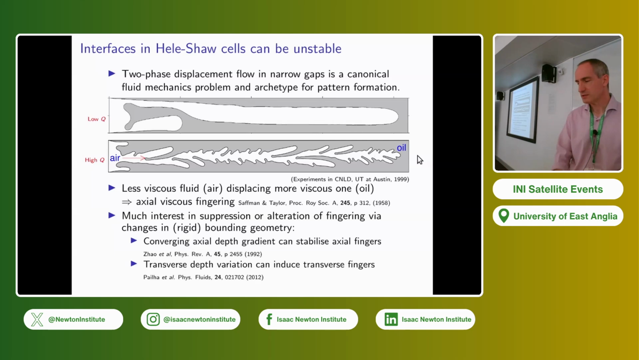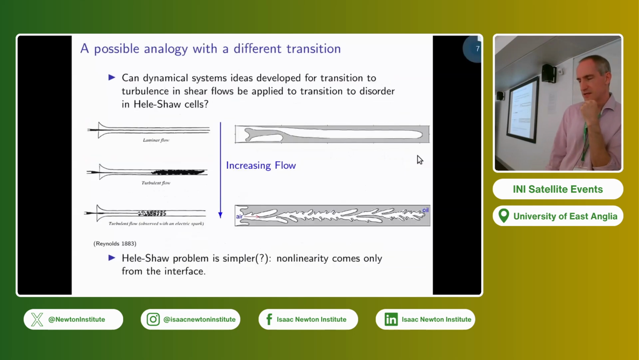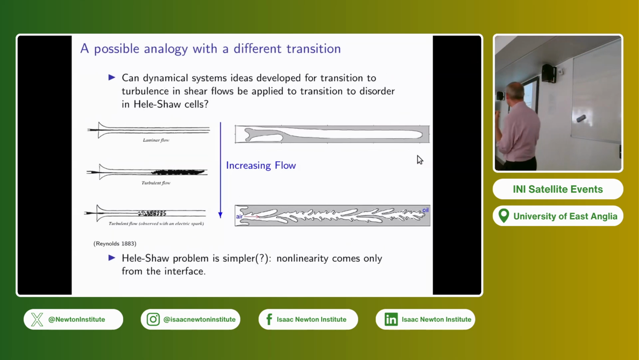If you go faster, then you get quite disordered looking propagation like this, right? Little fingers heading off in various different directions. And there's been quite a lot of interest in recent years about how you can adjust these types of fingering patterns depending on alterations in the geometry, whether they're changes to the rigid geometry or introducing elastic boundaries and things like that.